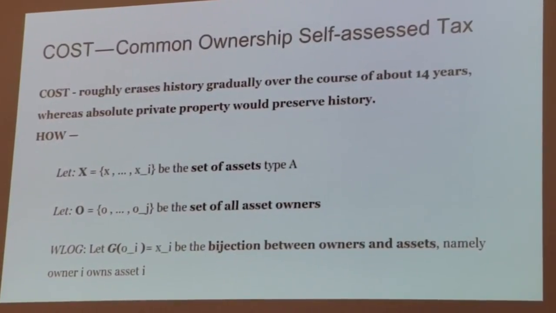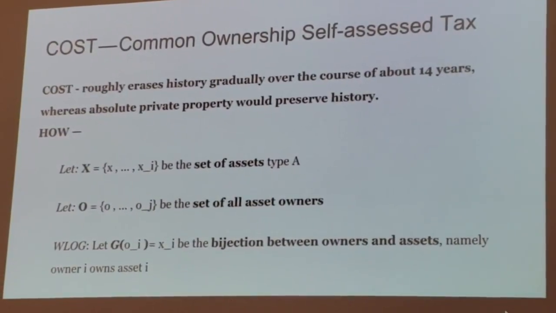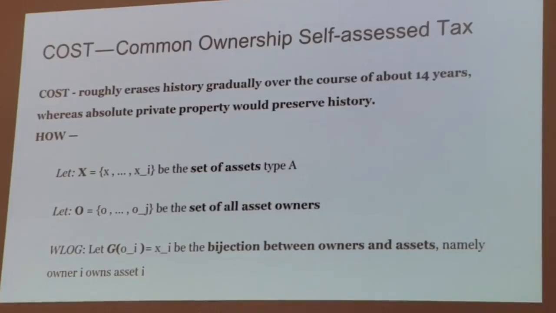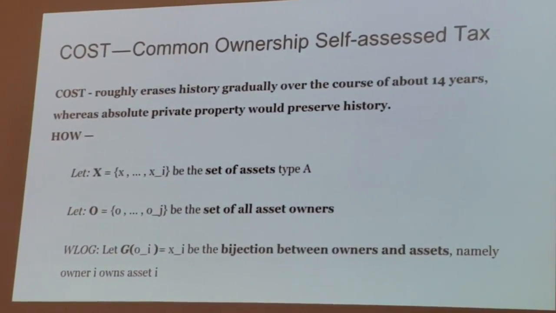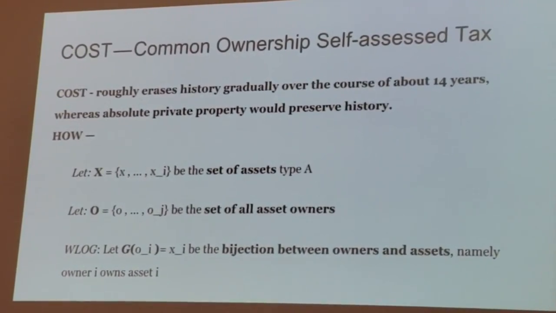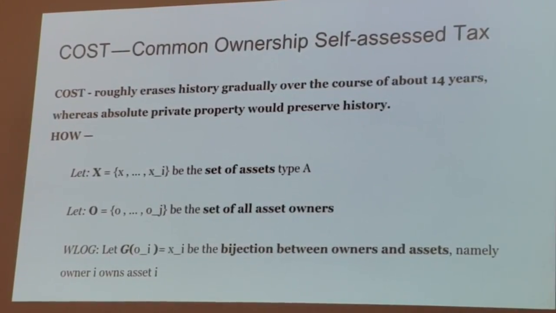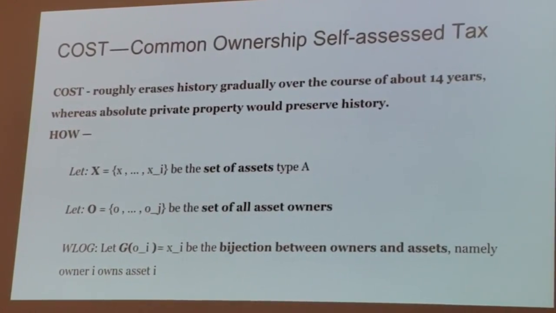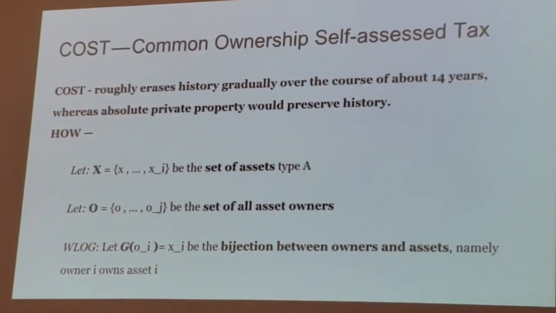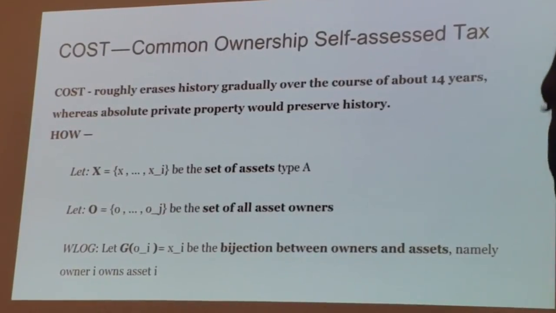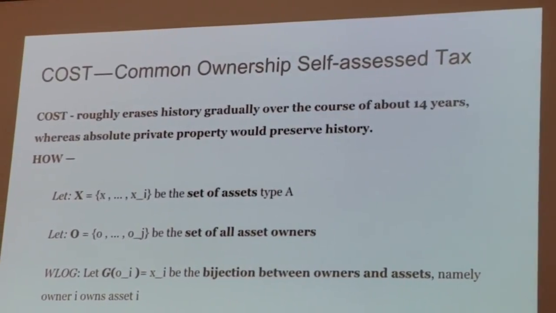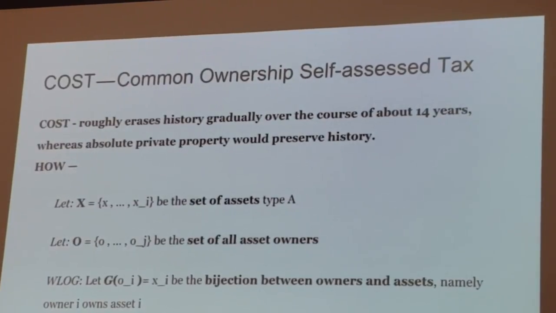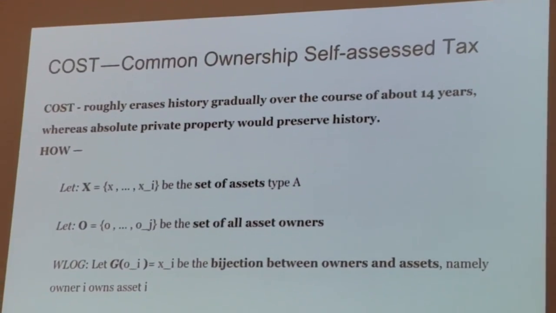The original thought is to do this with private property, including land, planes, IP, anything else, where the pseudo goal is to roughly socialize it gradually over the course of about 14 years. The contrast is absolute private property, which you have now, where if your family owns a piece of land, they can pass it down to you. Whereas in this COST model, if someone wanted to buy it off you, it would implicitly have to be in the market. And this is broadly applicable.